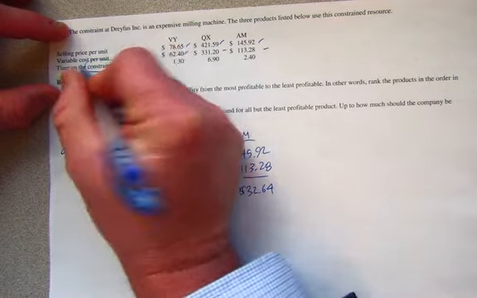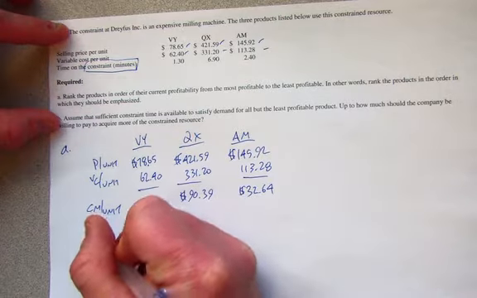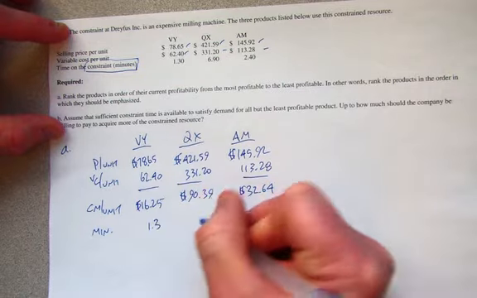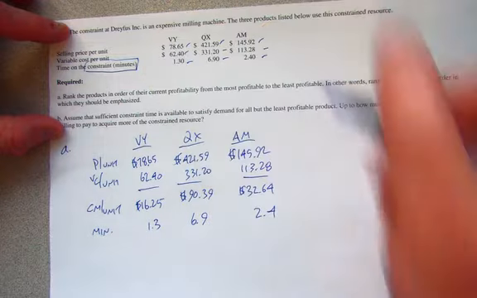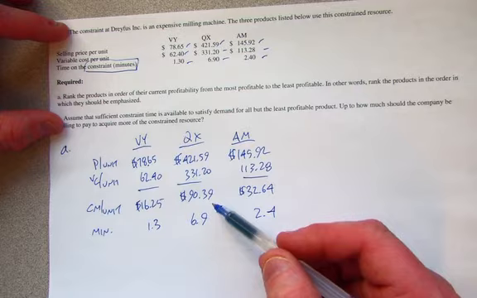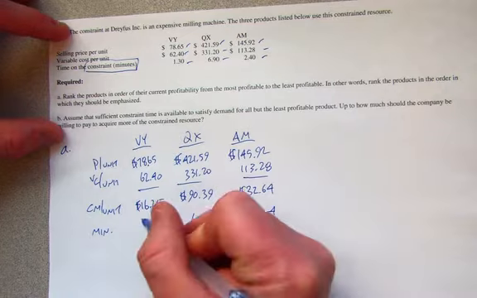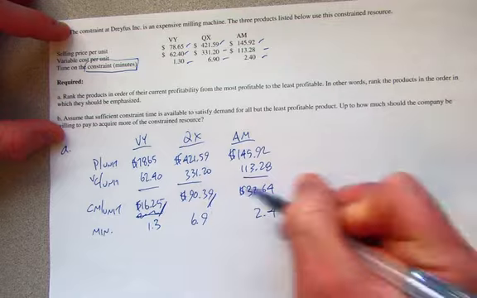And this machine can apparently only operate for a certain number of minutes. The machine is the constraint. So let's put in here the number of minutes, the time. So 1.3, 6.9, 2.4. So even though this particular product has the highest unit contribution margin, it also consumes the most of this constrained resource. It's a very needy product. So let's divide. Maybe I'll show it this way. So we're dividing right here.